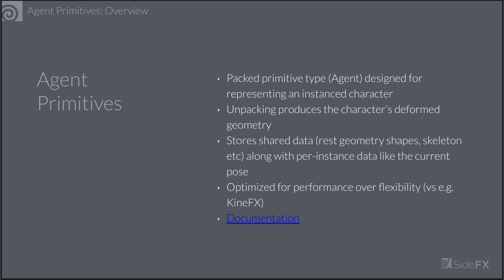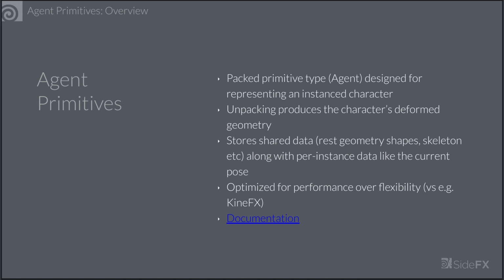And since we want to be able to store instance data between different characters, that means that the agent is going to have some shared data, things like the rest geometry shapes and skeleton hierarchy and so on that are going to be common to a whole bunch of instances of an agent, as well as unique data per instance, things like what its current pose is and standard packed primitive stuff like what its overall transform is going to be.